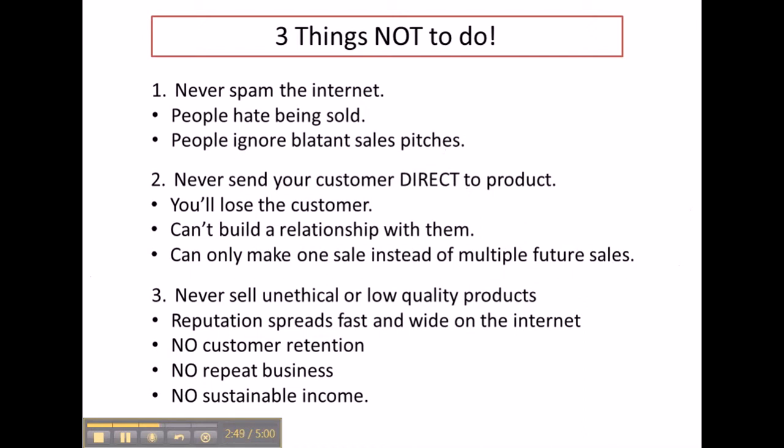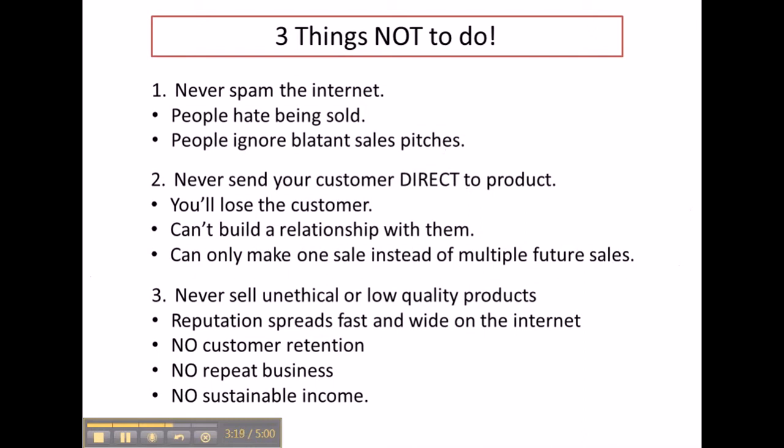The third thing you must never do is sell unethical or low quality products. This should go without saying, because if you sell low quality products, you're going to have constant returns and a headache of refunds and constant issues. You're not going to have customer retention, you're not going to have any repeat business, and you're not going to have a sustainable income long term. And obviously, you want to know more about affiliate marketing because you want a sustainable income. You want a business that you can create online.